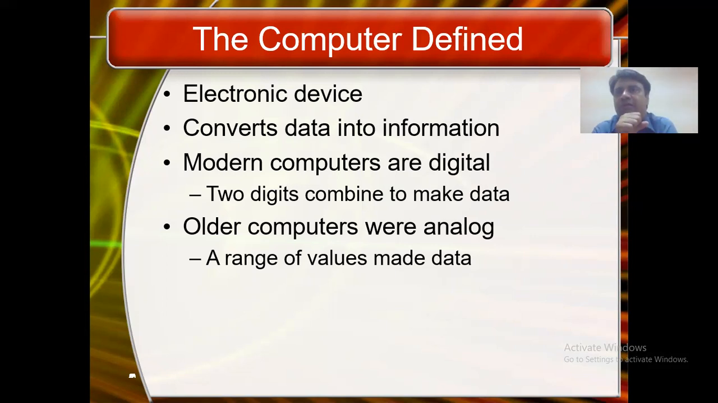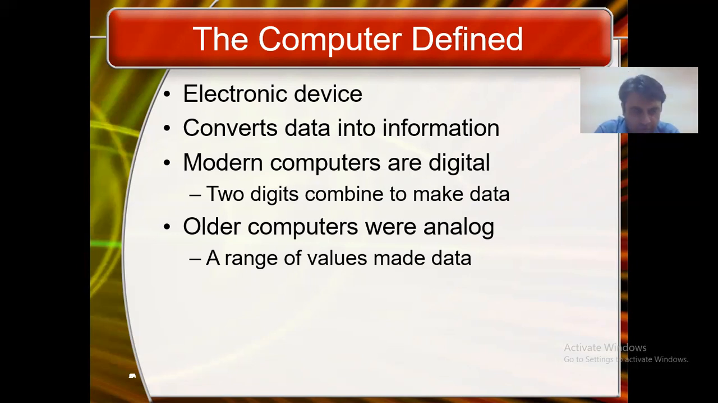Either something is present, that will be 1, or something is not present, that will be 0. Two digits are combined to make a particular piece of data. So we will discuss what digital information is and what the number system involved in understanding digital information and converting our data into information is.